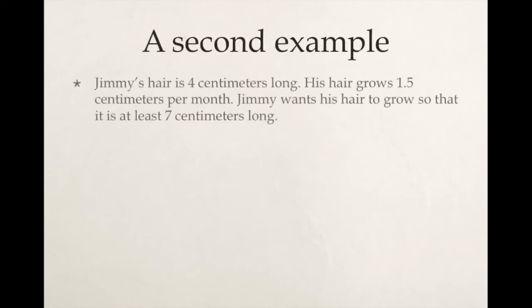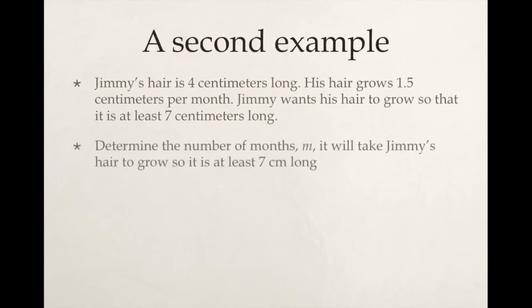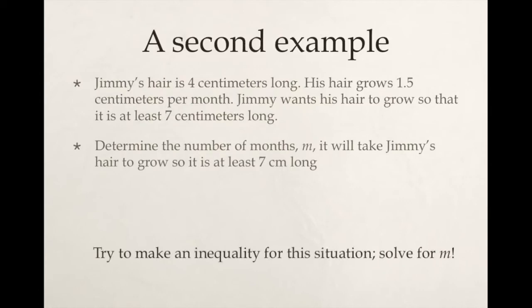Here's another example. Jimmy's hair is 4 centimeters long. His hair grows 1.5 centimeters per month. Jimmy wants his hair to grow so that it is at least 7 centimeters long. So remember, it starts at 4 centimeters, it grows at 1.5 centimeters per month, and he wants it to be at least 7 centimeters long. Determine the number of months, M, it will take Jimmy's hair to grow so it is at least 7 centimeters long. Try to make an inequality for the situation and solve for M.